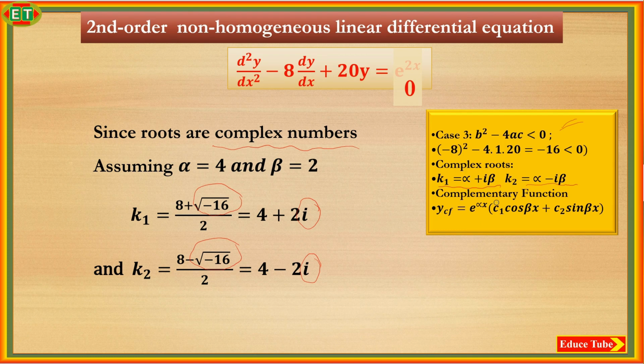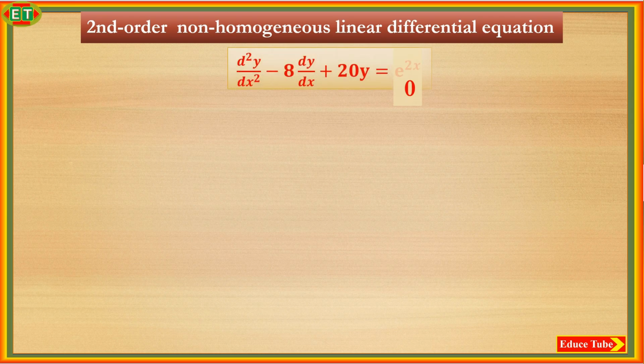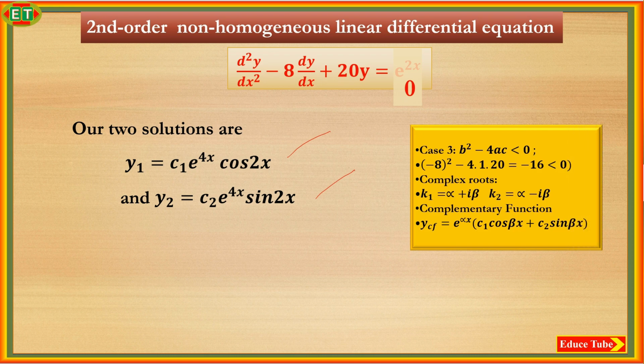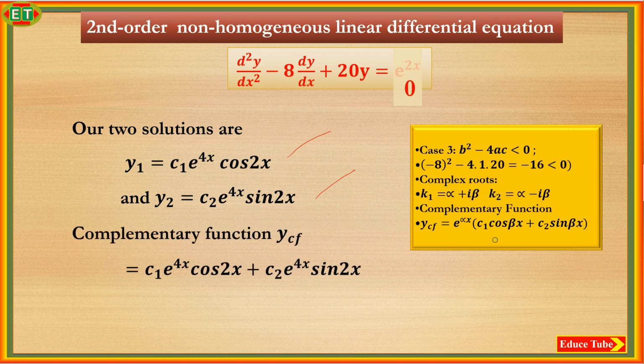So the complementary function will be in terms of cos, sine and an exponential term. So k1 and k2, we have to use these 2 roots to find this complementary function. So what will it be? It will be in terms of 2 solutions. This is one and there is another one, and adding these 2 solutions we get the complementary function. Here we have 2 solutions, this and this, so adding them it comes like this. So the complementary function is this one.